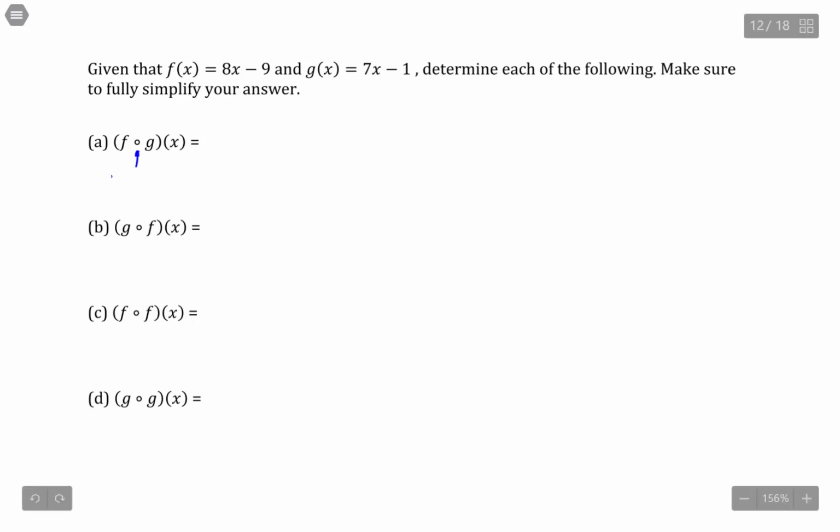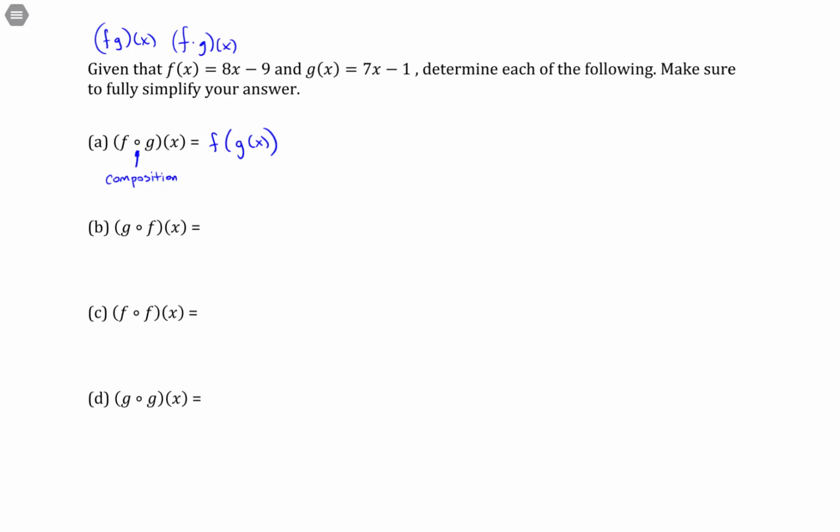This little open circle means to do function composition. It's easy for students to think that this means to use multiplication, but multiplication would look more like just f of g of x with nothing in between, or f dot g of x with just a small dot in between. The little open circle means composition. And composition means to take the function f and evaluate it at the function g. And the order makes a difference.